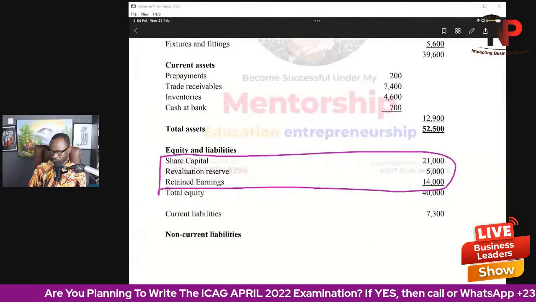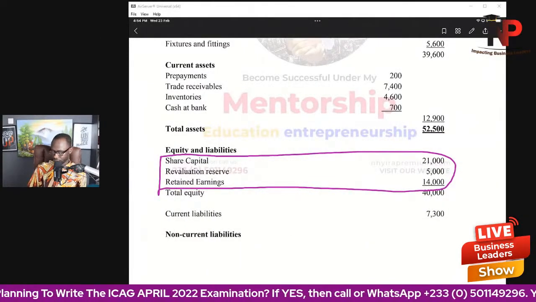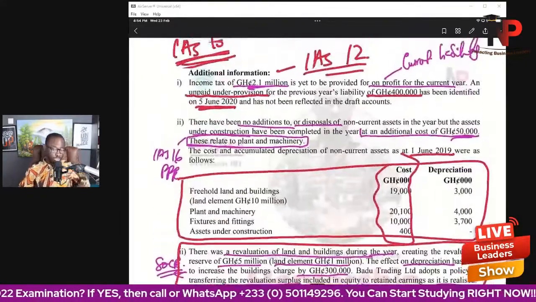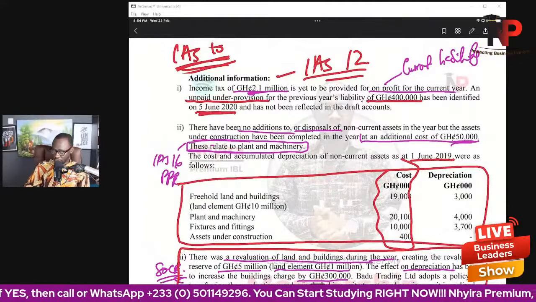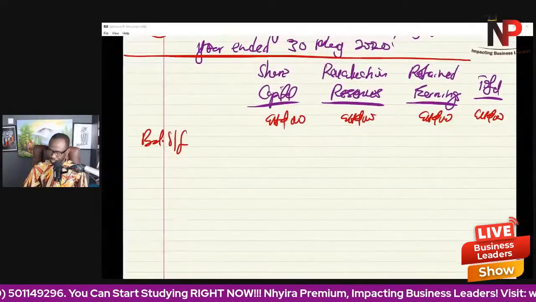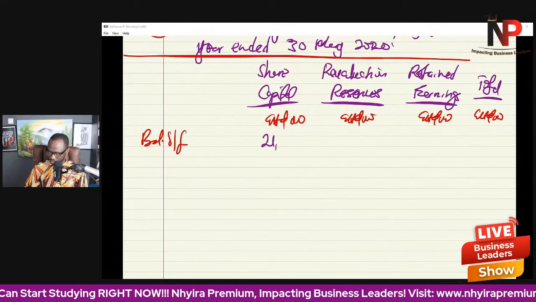Equity was given to us in the question. So there was nothing about equity. We were not told the entity had issued any shares or whatever. So that is going to be 21,000 on equity.